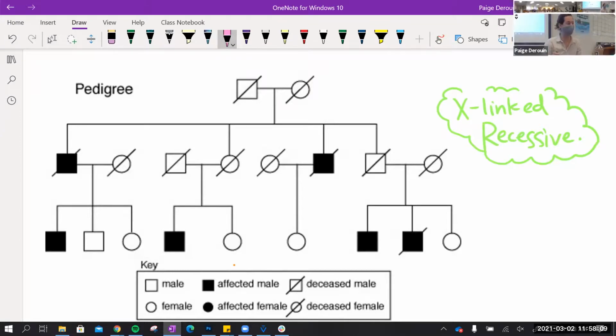So we're going to start with the men who are shaded in dark, because we know that the trait is recessive and they have the trait. So they have to be X. I'll use B. We'll say it's color blindness. So this is going to be X, small b, Y. Everyone who's a shaded in male is going to be X, small b, Y.